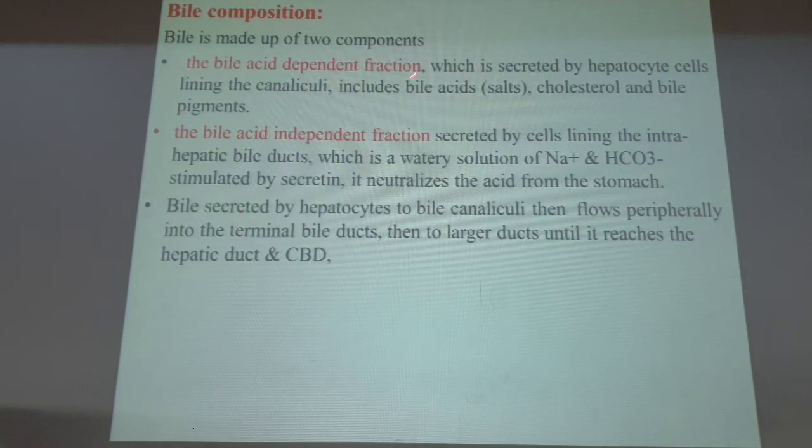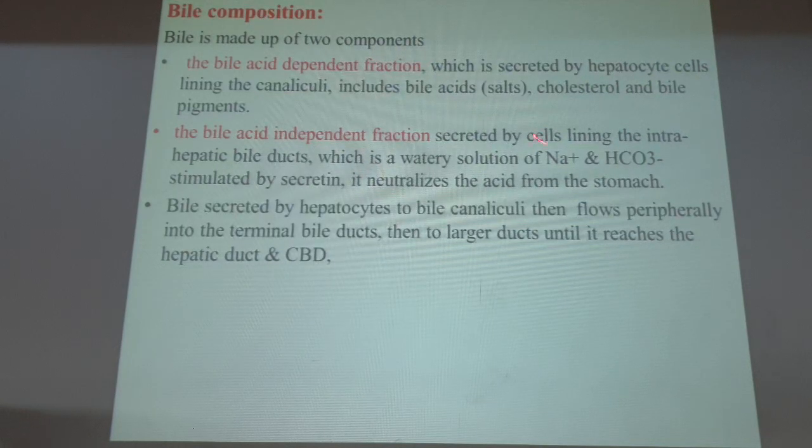The bile acid dependent fraction is secreted by the hepatocytes and includes bile acids, and here cholesterol. It will enter the structure as a source of cholesterol secretion, an excretion of cholesterol from the body.